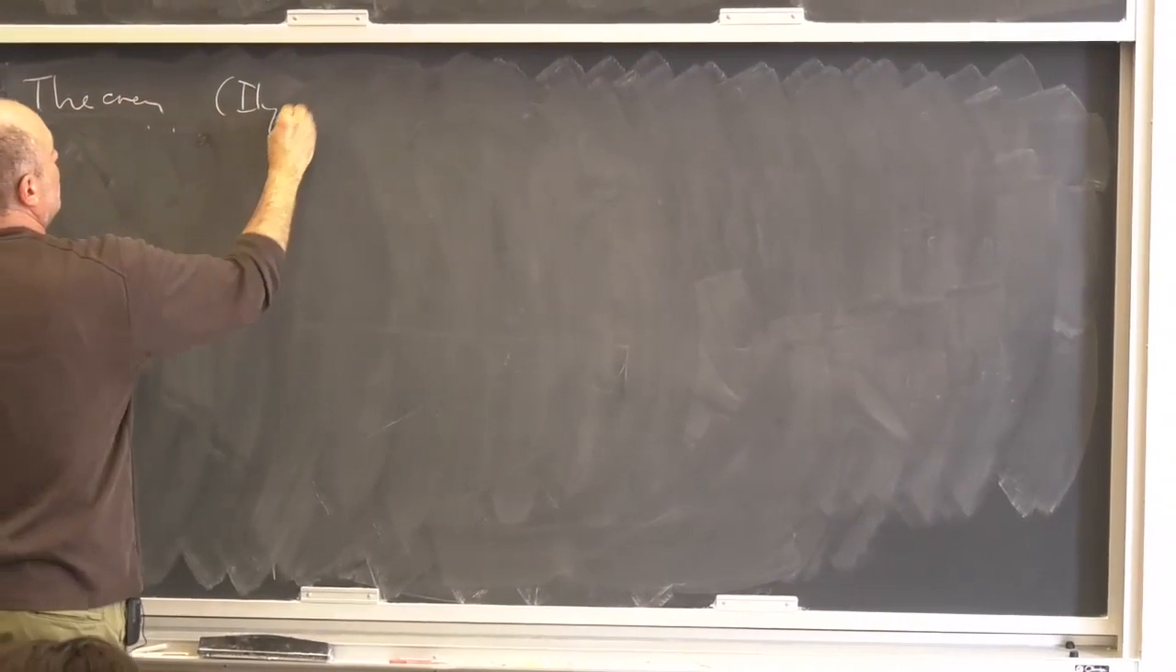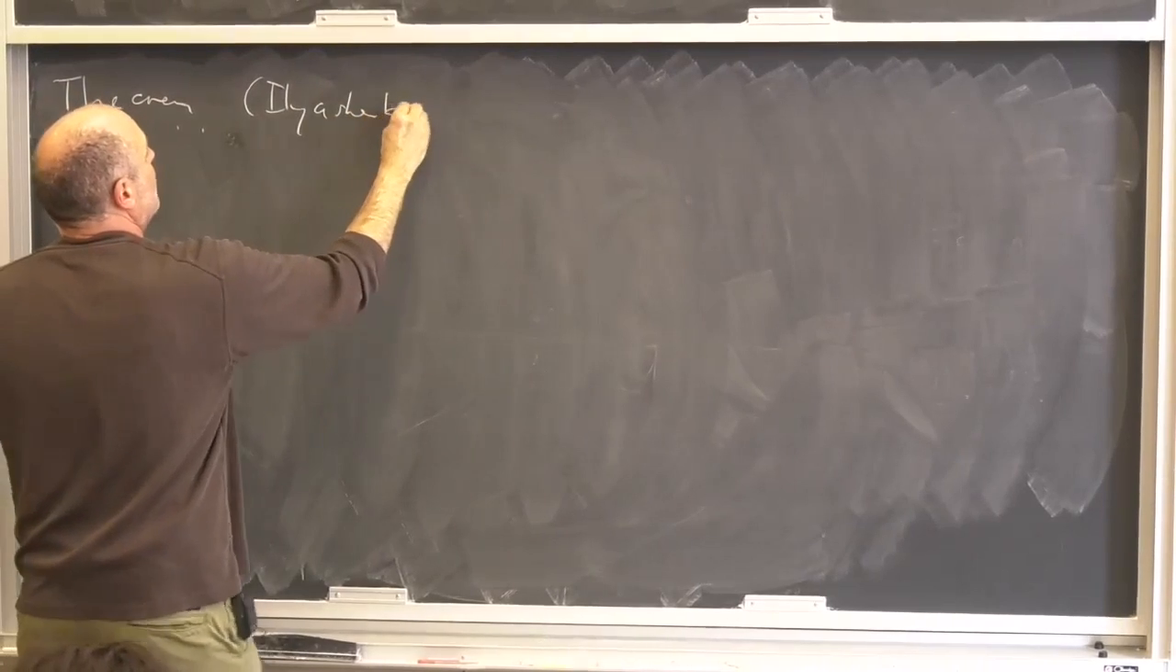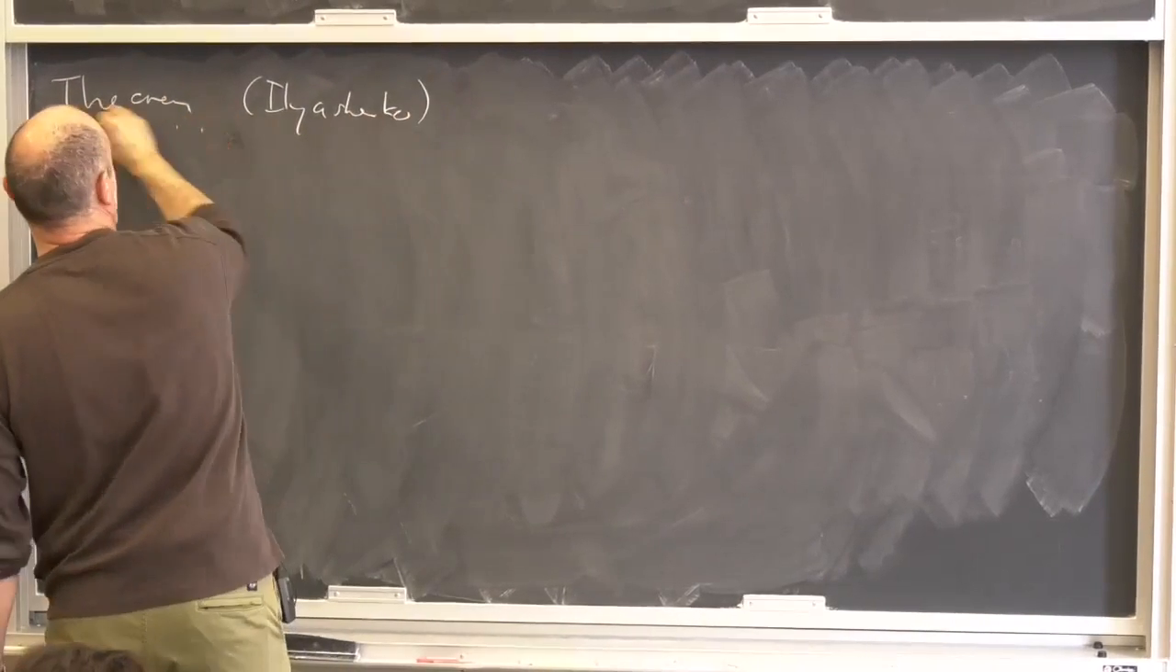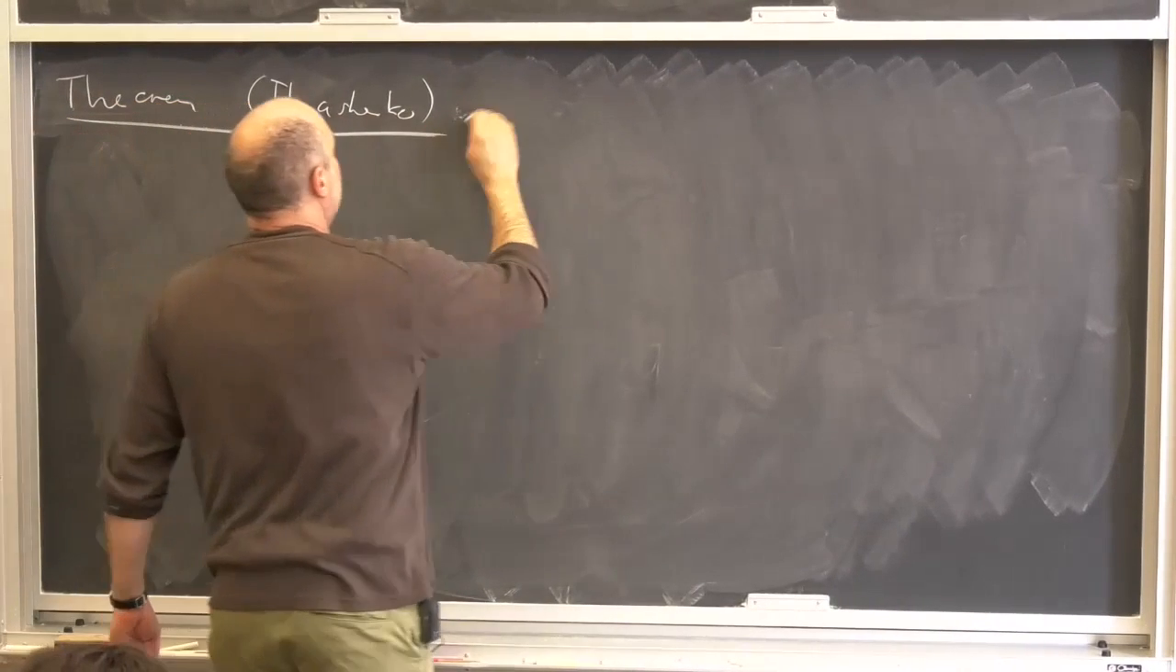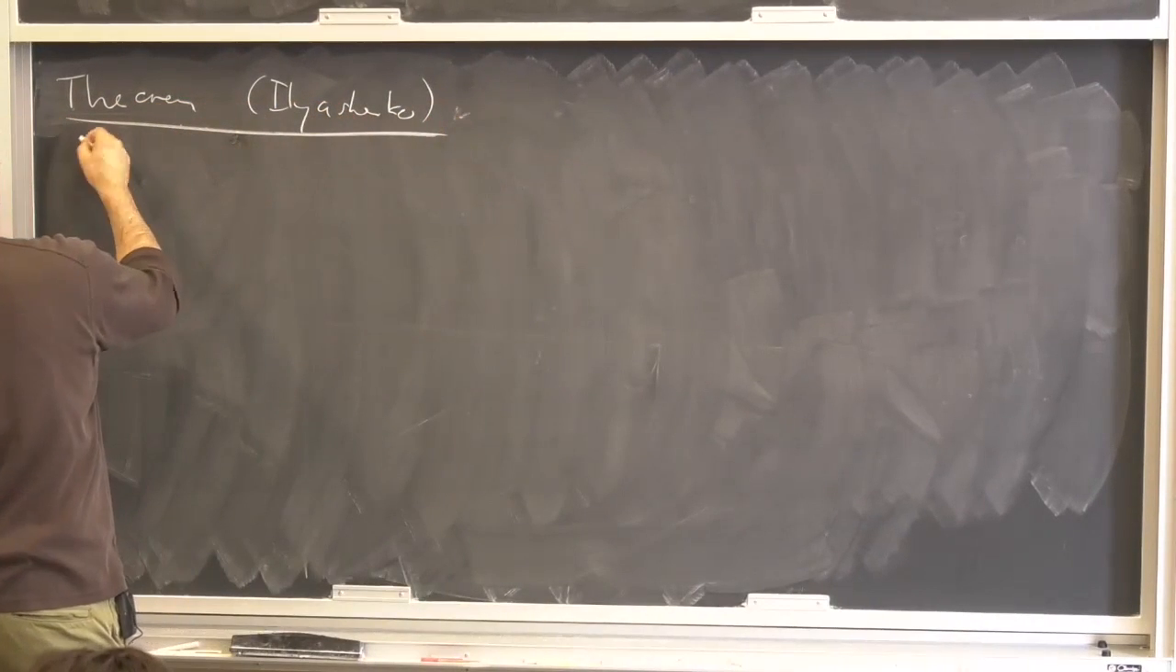Again, this is Ilyashenko's theorem, and it can be found in Ilyashenko-Yakovenko's book. I'll call this the uniqueness principle.